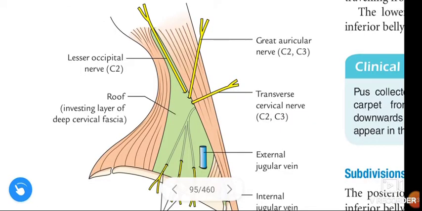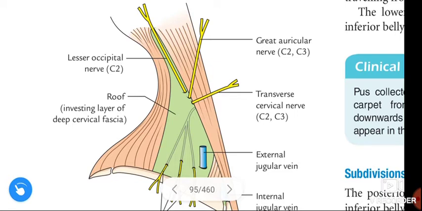See this figure. The green thing you are seeing here is the roof, which is formed by the investing layer of deep cervical fascia. See, this whole thing is the roof, which is formed by the investing layer of deep cervical fascia.